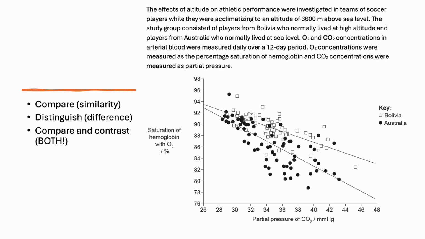So for example, you can see that the trend line always has the saturation of hemoglobin in Australia lower than the Bolivian data. If they ask you to both compare and contrast, you're looking at giving a difference and a similarity. Look at the number of marks. If there's 3 marks, that might be 2 differences and 1 similarity that you're given, or vice versa.